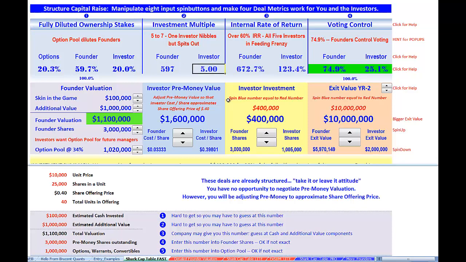Let's take a look at the metrics. You, the investor, might get 5 times your money. You might get 123% internal rate of return. You're only going to own 20% of the deal. They're going to own about 80% of the deal. You will have put $400,000 in. They will have put $100,000 in, plus some additional value. Now, on the look of it, doesn't sound too bad. Of course, that's what they want you to think.